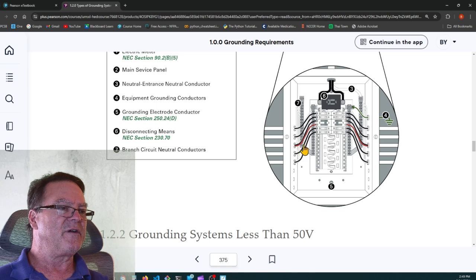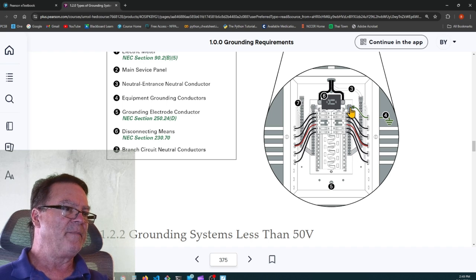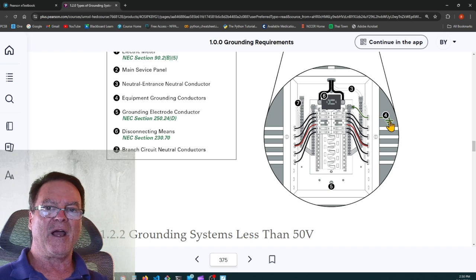And here's the interior of the panel. Here are the ungrounded conductors going to the main circuit breaker and the grounded conductor, the neutral, going to the neutral bar. And it's tied to the grounding terminal bar. Here's the main bonding jumper, the screen screw, and this is the grounding electrode conductor going to the grounding electrode. That could be a rod, pipe, or plate. It could be steel pipe.